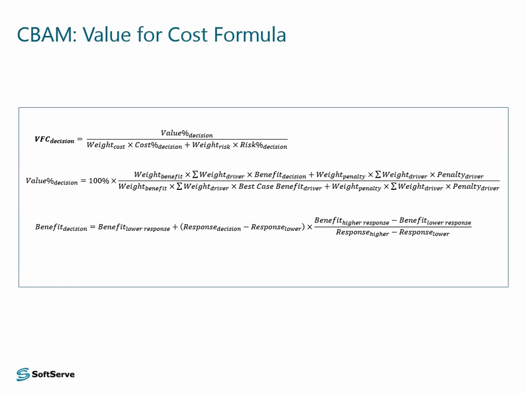Here are the formulas that we used to calculate cost and benefit values to use within our cost-benefit analysis. Here, drivers mean quality attribute scenarios, and decisions actually mean the set of recommendations that we formed. And benefits, costs, risks, and penalties are unitless, normalized values from 0 to 100. Those formulas are actually based on the formulas from the CBAM method that, again, the Software Engineering Institute developed.